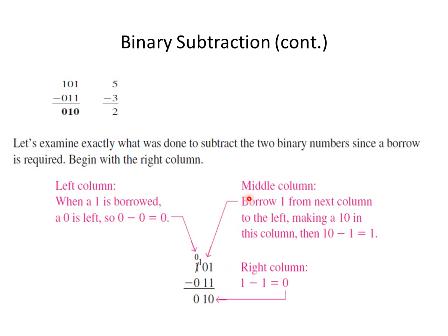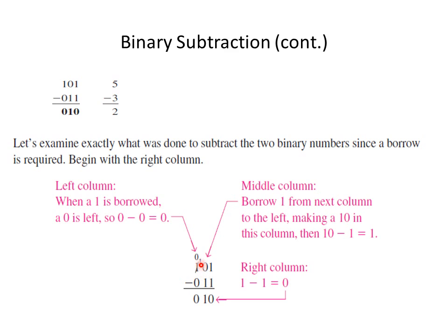In the middle column there is 0 and 1, so we have to borrow from the next column. So 1 is borrowed from here, and as 1 is borrowed, 0 is left here. In the leftmost column, 0 will be left, since initially it is 1, but as 1 is borrowed, 0 is left.